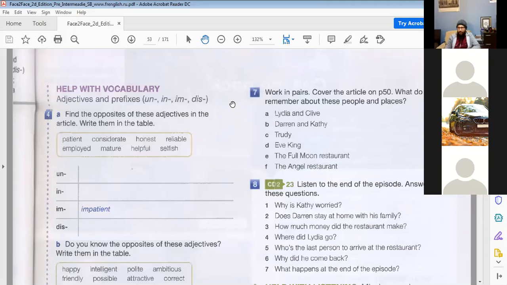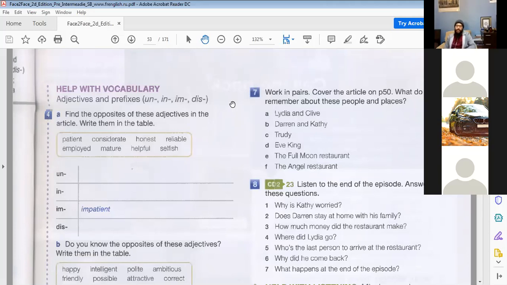Trudy is selfish and moody, and she can't keep a job for more than two weeks. Yes, that's correct. She's also the youngest child. Selfish, moody. She can't keep a job for long enough. Correct. What about Eve King?